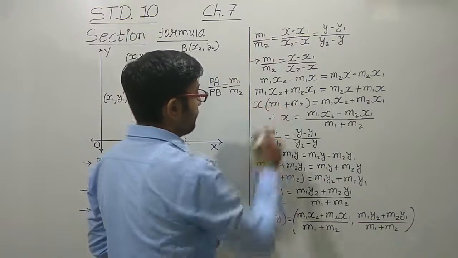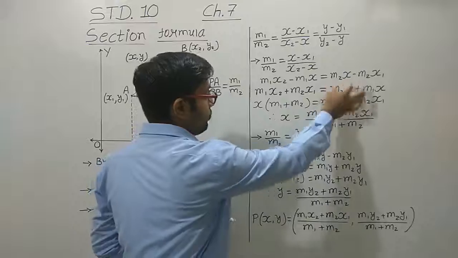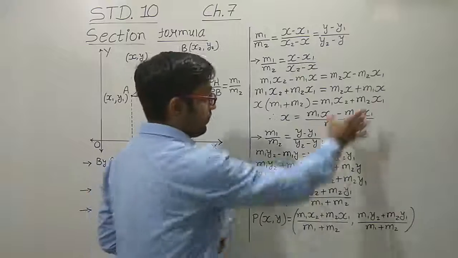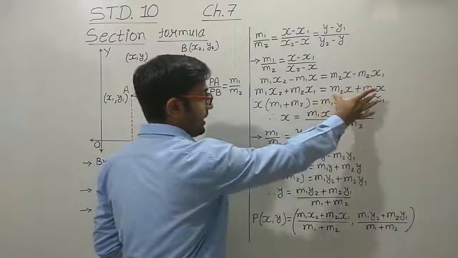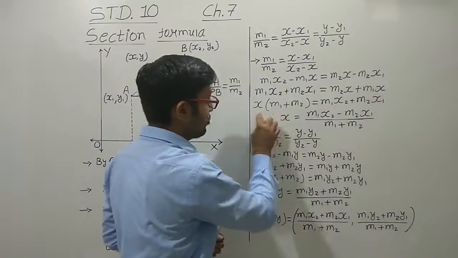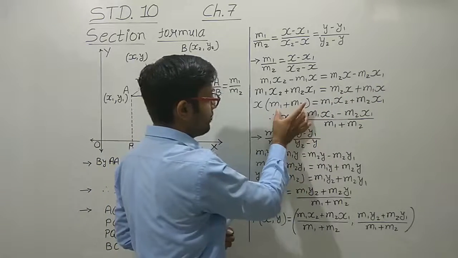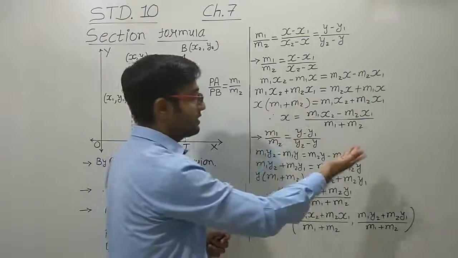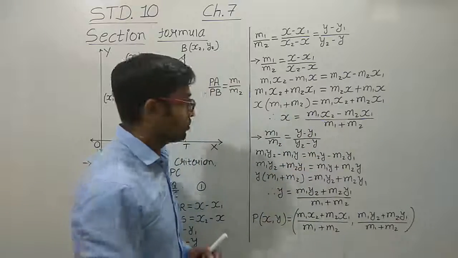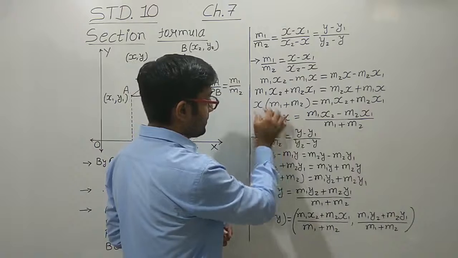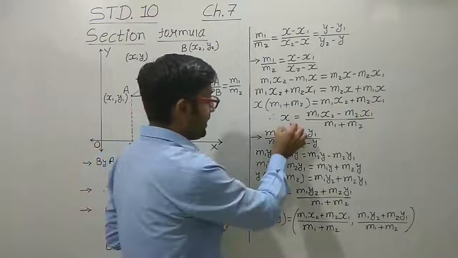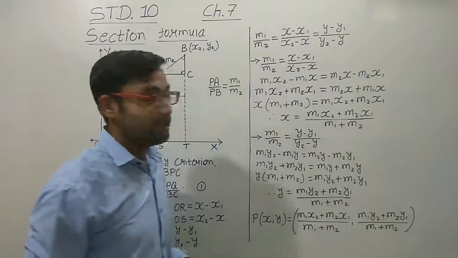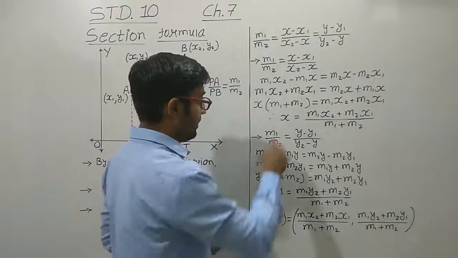So here we get M1 X2 plus M2 X1. This M2 X is already there, and by taking this term to the right hand side, it will become plus. So from these two we get X as a common. By taking X as a common, what will remain in the bracket? M1 plus M2, and on the right hand side we write these terms as they are. Now by taking this M1 plus M2 to the right hand side, it will go in the denominator. So by making X the subject, we get X equals M1 X2 plus M2 X1 upon M1 plus M2. This is the value of X.